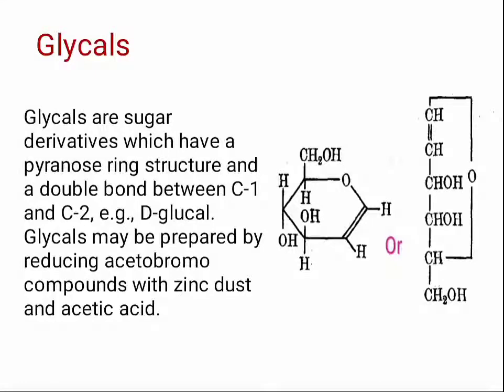Now this is an important note about glycals. What is a glycal? Actually, glycals are sugar derivatives which have a pyranose ring structure and a double bond between C1 and C2. For example, D-glucal. Glycals may be prepared by reducing acetobromo compounds with zinc dust and acetic acid. So this is the form of a glycal, where these C1 and C2 carbons are attached with a double bond.